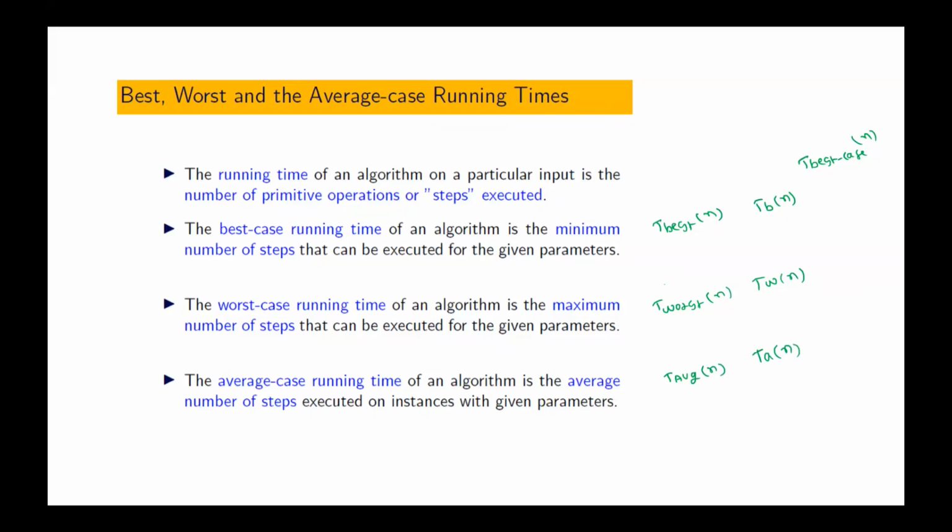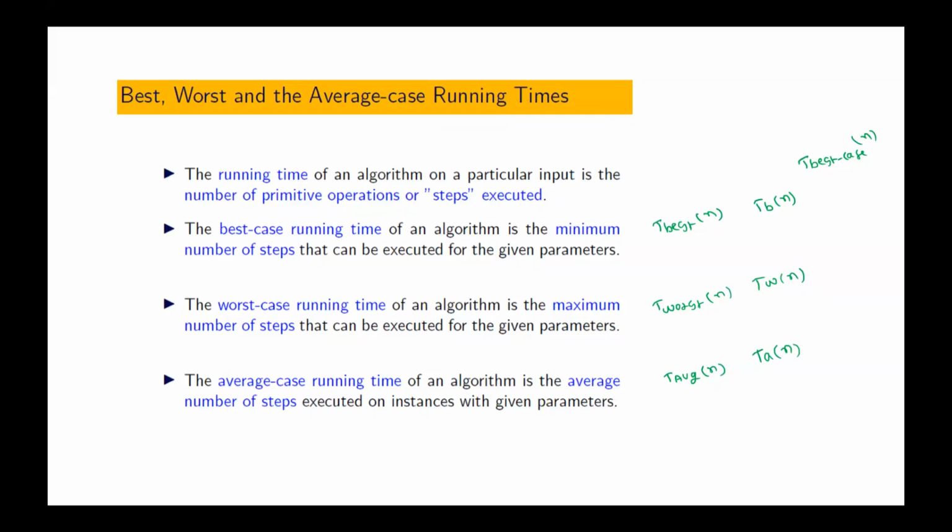What is average case running time? On average, what is the number of times that the basic operation is performed when n is the input size? For average case running time, we actually need to consider the distribution of input, all those things that we'll discuss after some time.